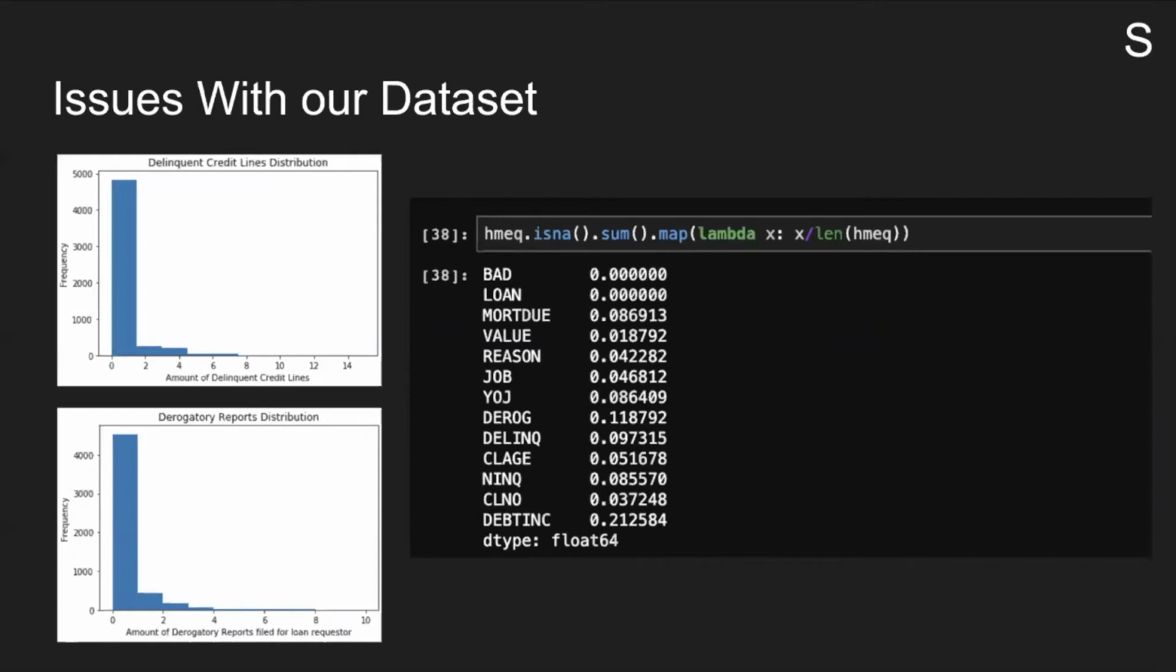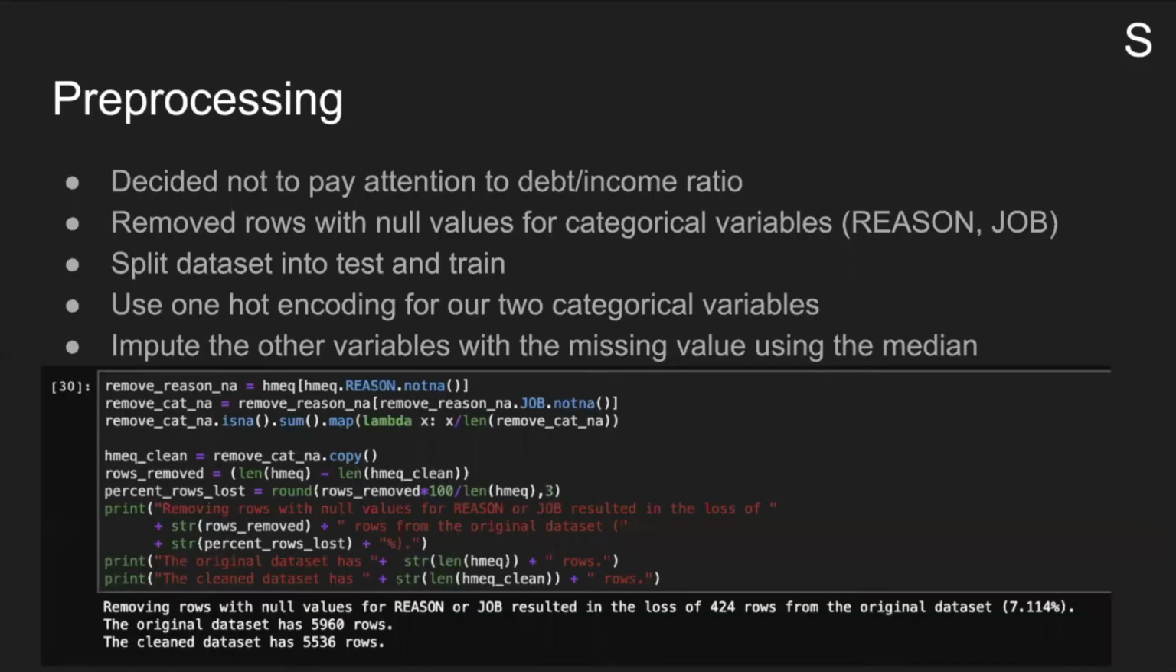This also isn't too much of a problem, but we saw that some of our variables, such as delinquent credit lines and derogatory reports, had medians of 0. We realized that putting in a value of 0 for delinquent credit lines or derogatory reports might give those rows an unfair advantage when it comes to classification, because having zeros for those values is kind of a good thing. So we decided to drop the variable for debt to income because we had about 20% of missing values for that variable, which is a lot. We also dropped derogatory reports and delinquent credit lines because of the median issues discussed previously. And we removed rows with null values for the categorical variables.